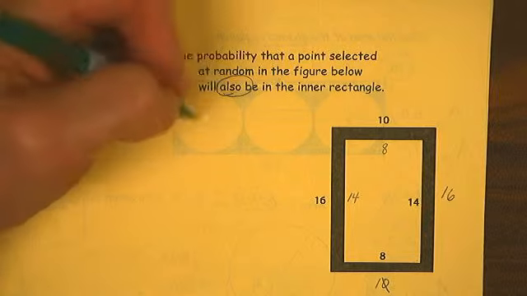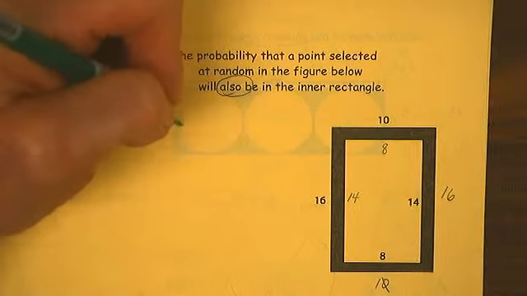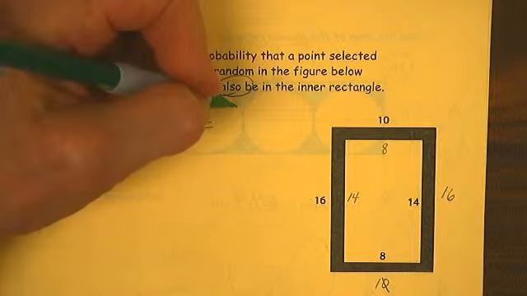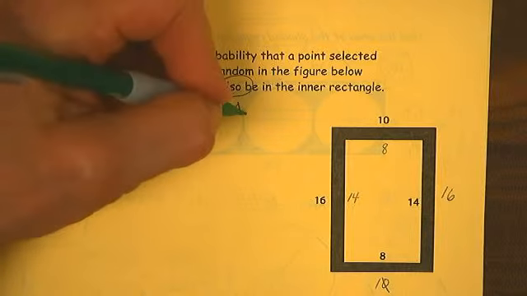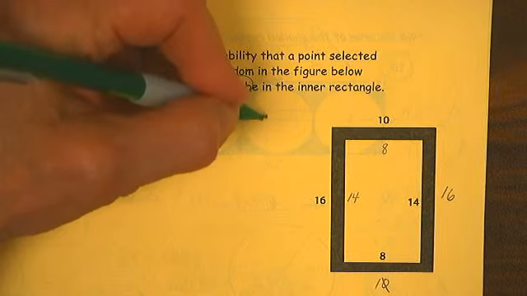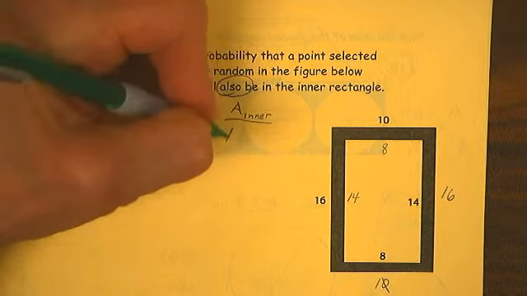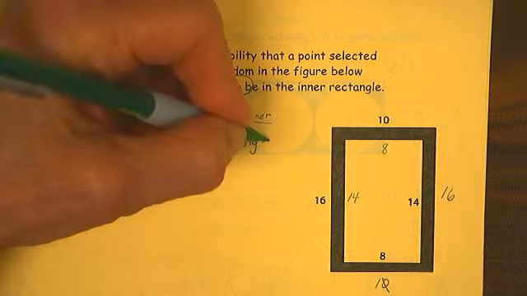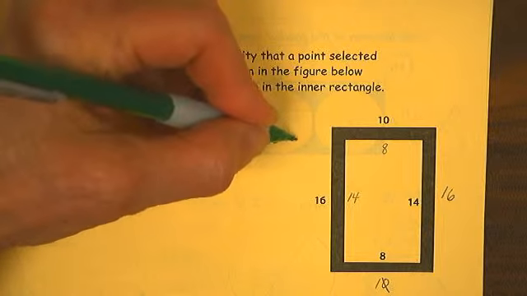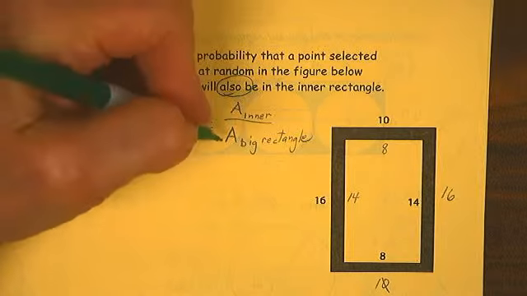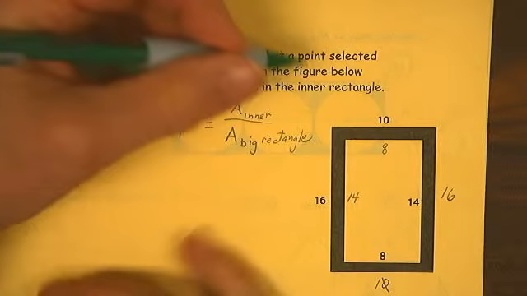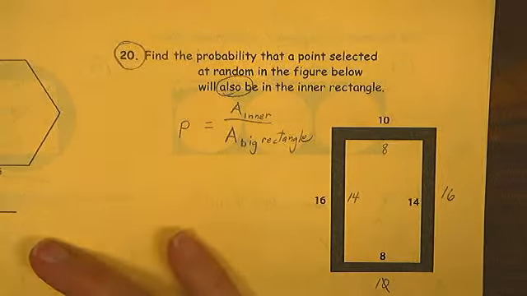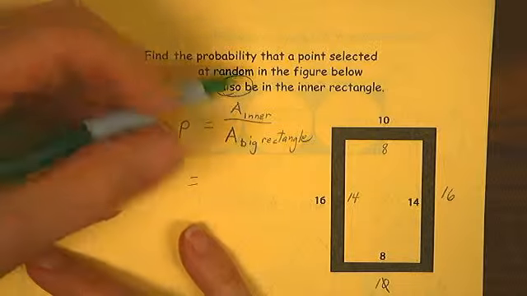So the probability is equal to the area of the inner rectangle divided by the area of the big rectangle. That gives me a fraction. I am going to want a percentage, so I will end up multiplying times 100. But let's do the arithmetic first.